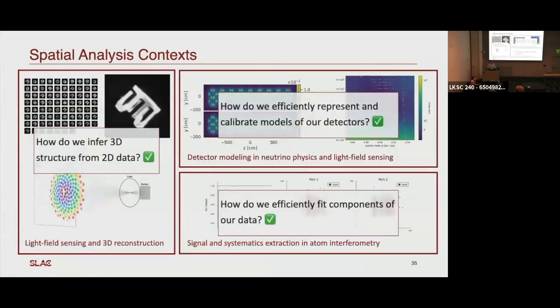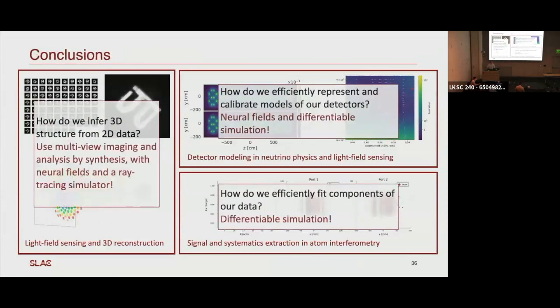And so we have these three broad questions, and really the methods are the answers to those. So 3D structure from 2D data we do with multi-view imaging and analysis by synthesis, and again using these tools of neural fields and ray tracing. For representation and calibration of our detectors, neural fields and differentiable simulation are also powerful, and then fitting components of our signal of our data is differentiable simulation.